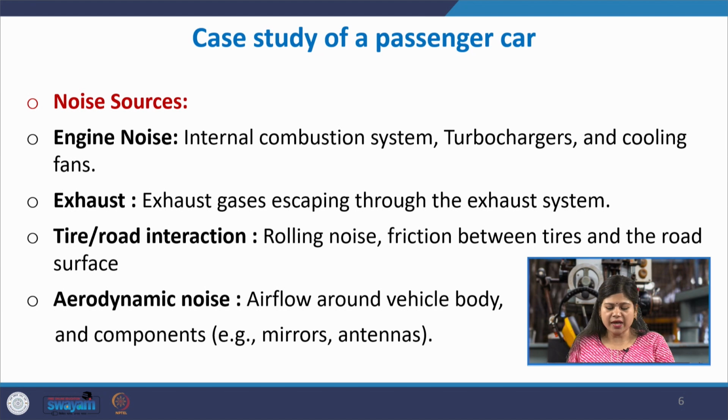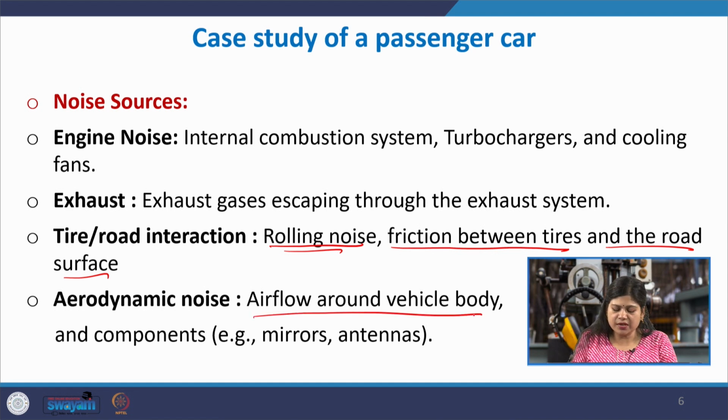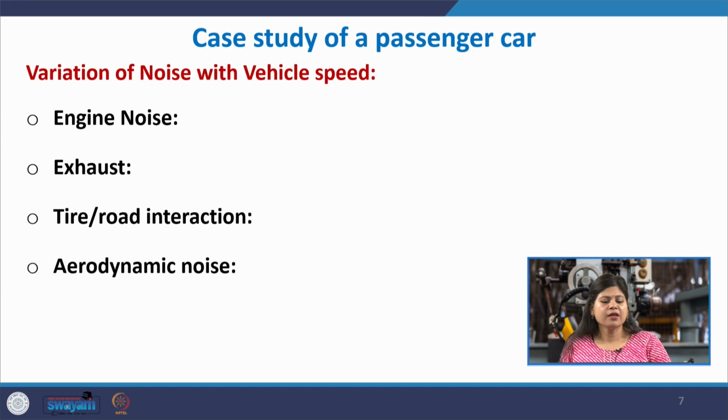The tire-road interaction, as I told you, is the rolling noise. It is typically created because of the friction between the tires and the road surface. This friction or resistance is creating the rolling noise. And the aerodynamic noise is when the air flows through the vehicle body and its components, and you can hear this wind gushing. So this is a typical fluid-structure interaction noise. So how does this noise vary with the vehicle conditions?